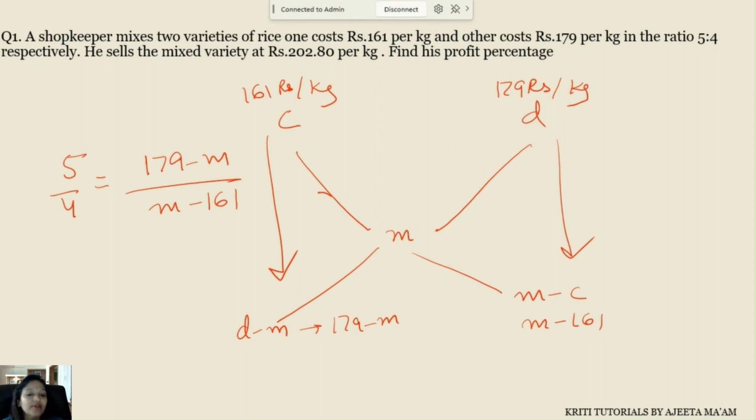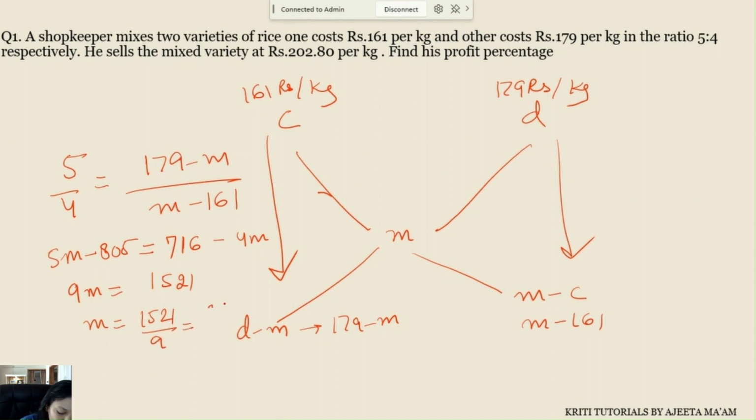So let's first calculate the M value. If you multiply, what will you get? 5M minus 805. 179 into 4 gives 760 minus 4M. Now we just have to solve for M. So 5M plus 4M will be 9M, and that will be equal to 1521. Now the value of M will come out to be 1521 upon 9, and that will be 169.